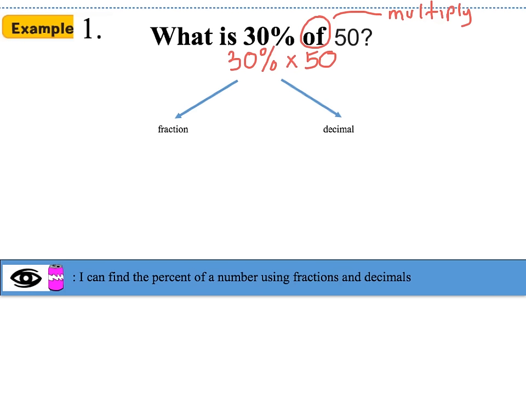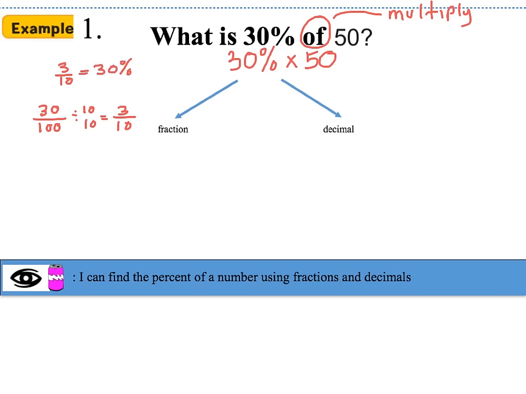I can make 30% look like a fraction. So 30 over 100. But I can reduce that number by dividing the top and bottom by 10. And I can get 3 over 10. Please know that 3 over 10, or 3/10, is equal to 30%.